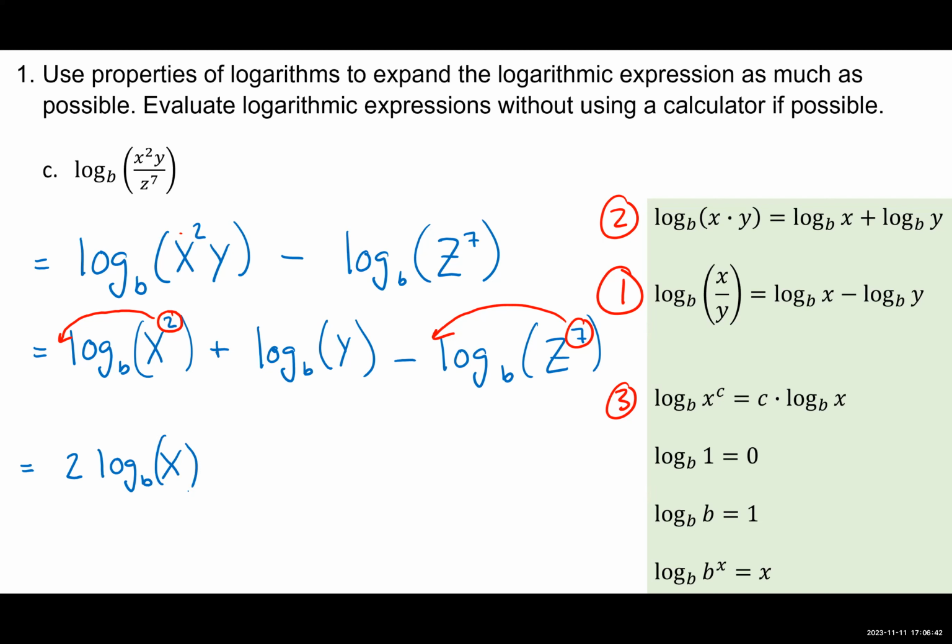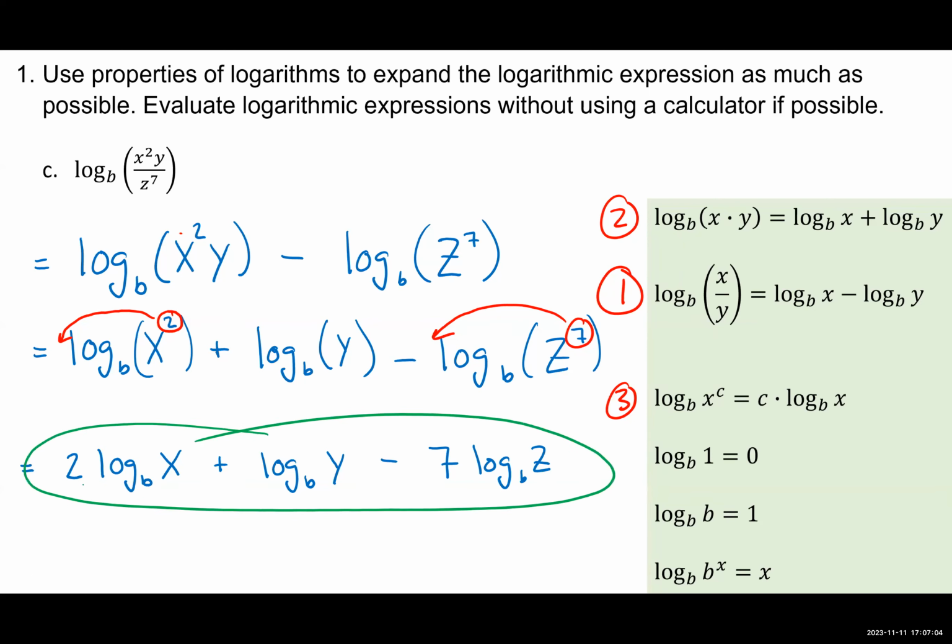Now you could use parentheses if you want. You don't need them. You're not wrong if you put them either way. Plus the log base b of y minus 7 times the log base b of z. And I think that does it. We're deconstructing, we're decomposing, we're splitting this initial single logarithm up into its smallest, most basic pieces.